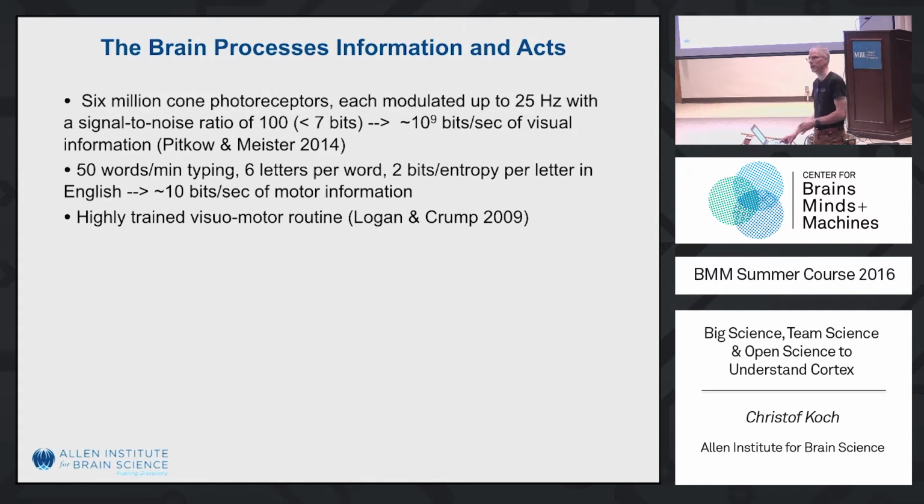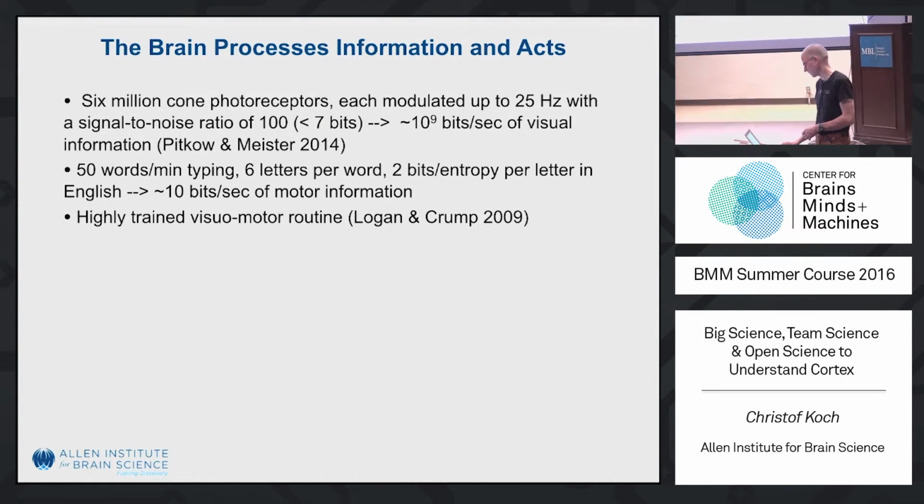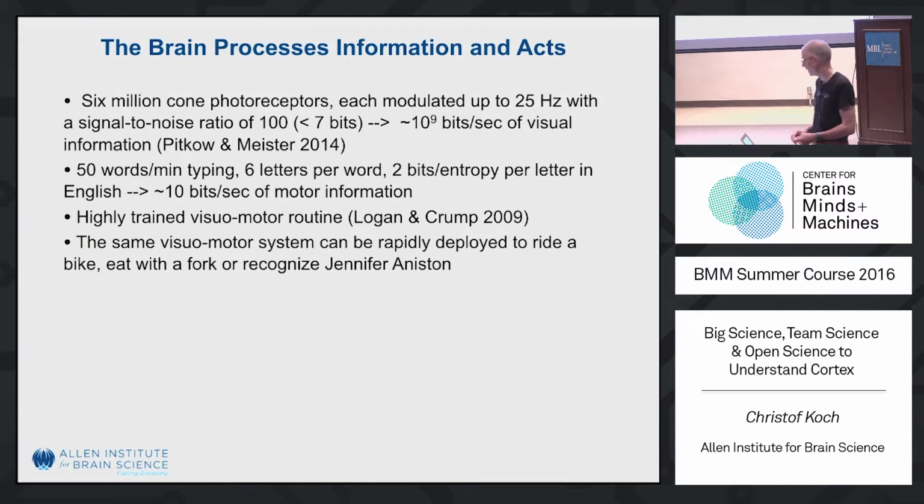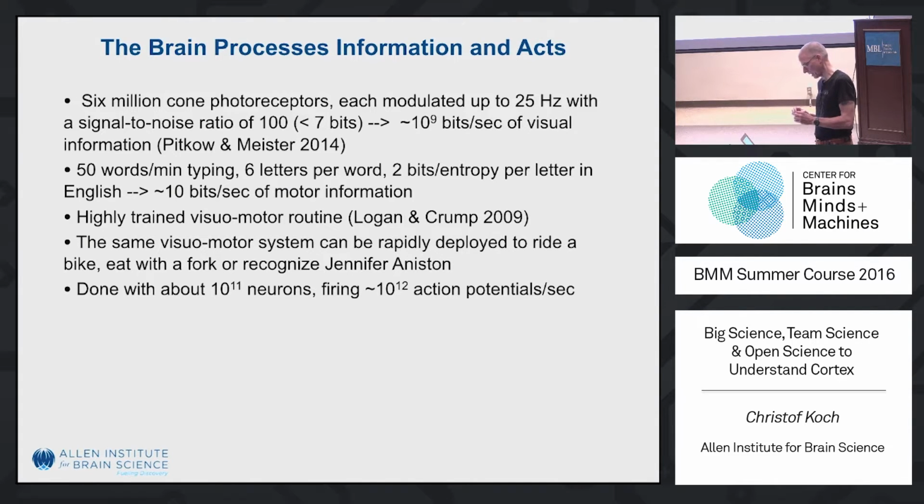You can do this totally. It requires visual attention, but doesn't even require awareness. You can do it so fast that conscious awareness of what you type typically comes several hundred milliseconds after you actually typed it. There are some cute experiments to show that. And of course, the same visual motor system can do all sorts of other things at an instant. Within seconds, you can switch to a bike, eat with a fork, or recognize Jennifer Aniston and others. And so the question we are tasked with answering is, how does the brain do it?